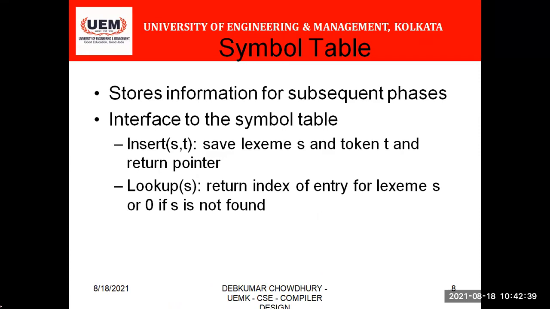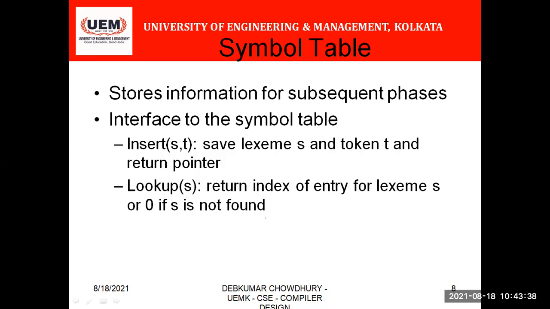Okay, so lookup, you are already basically accustomed with the lookup concept. It returns the index of the entry for lexeme x, or 0 if x is not found. Where the entry of x is present in the symbol table, lookup will return that particular entry or index number. If x is situated at position 01, then that entry or index number will be returned by the lookup function. And if x is not at all present in the symbol table, then lookup will return 0. I hope this point is properly understood.